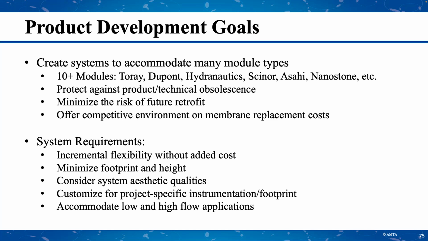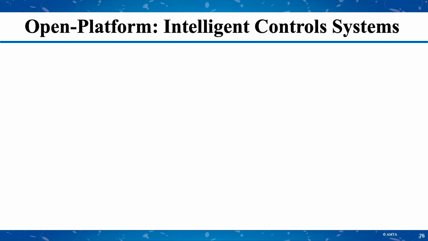Some of our system requirements then are incremental flexibility without added cost, minimizing footprint and height, considering system aesthetic qualities as well as serviceability, and customizing for project-specific instrumentation and footprint. Even though we standardize our designs, customers will still have a preference for project-specific instrumentation, or they'll have some tight footprint requirements that we have to be able to accommodate. And of course, we want these open platform systems to be able to work with both high and low flow applications.